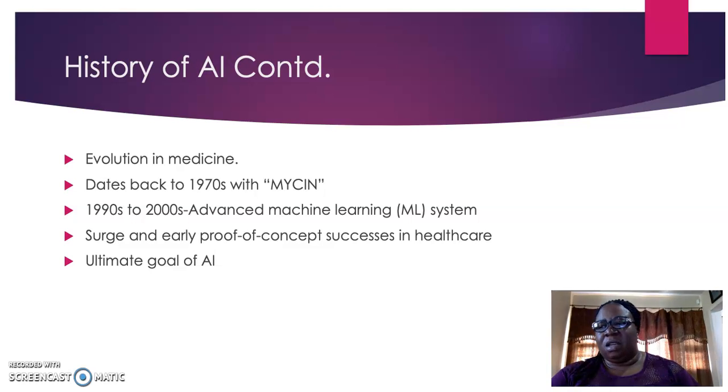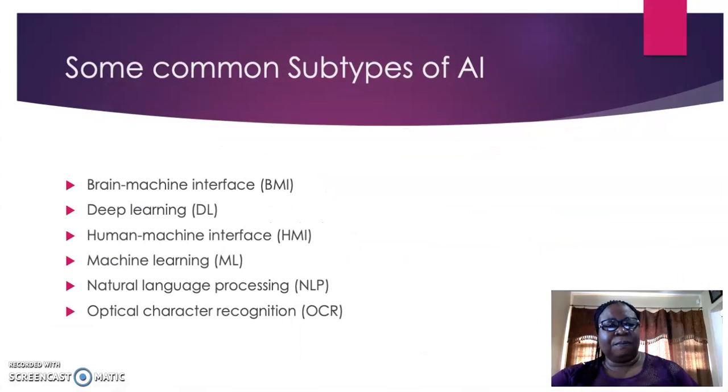In recent years, the use of artificial intelligence in healthcare has witnessed a surge in effort as well as early proof of concept successes, such as detecting diabetic retinopathy and skin cancer using medical imaging. Herrera et al. 2019 went on to state that building machines that can perceive the world and make decisions in the same way humans do remains the ultimate goal of artificial intelligence.